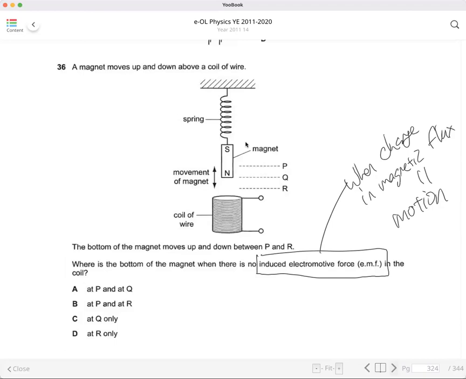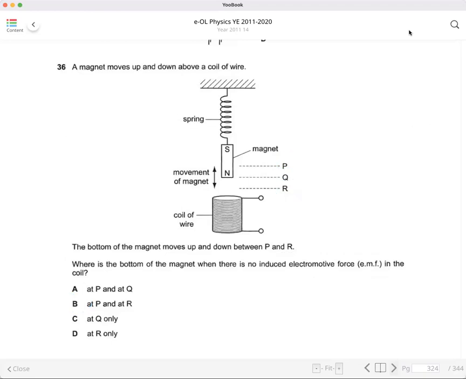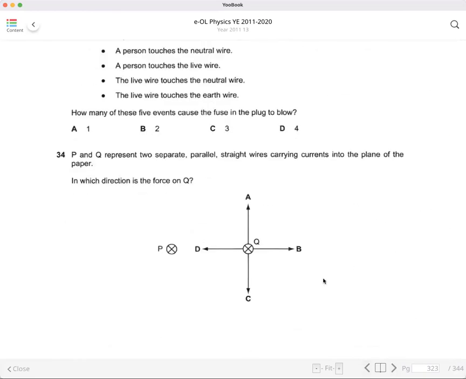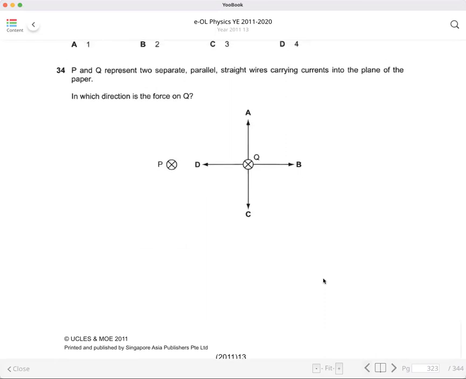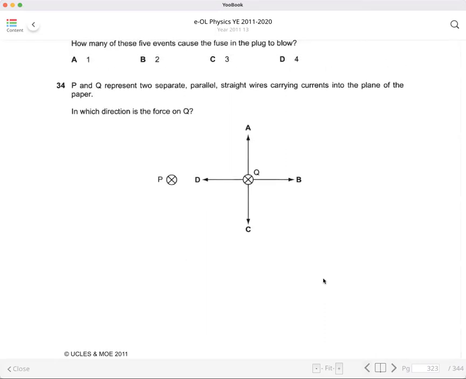The point where there's no speed will be at point P and point R. Is that clear? Instantaneously at that point, it is not moving. The speed is 0. So the answer for this is B. Is that clear, everyone? Okay, 34. We did not do 34 just now. Let's do 34. In which direction is the force on Q?